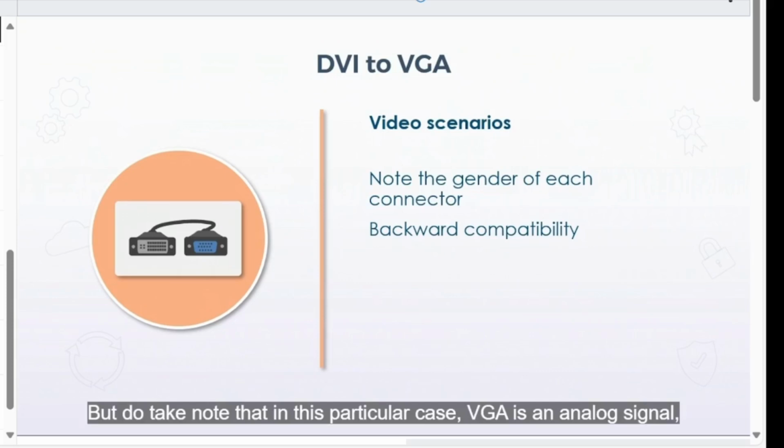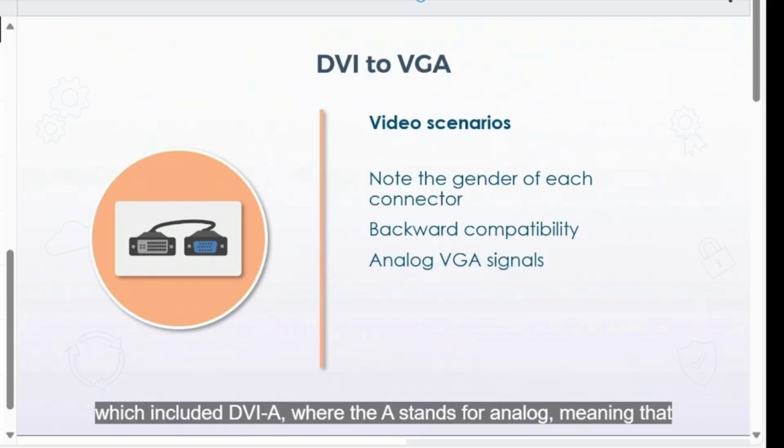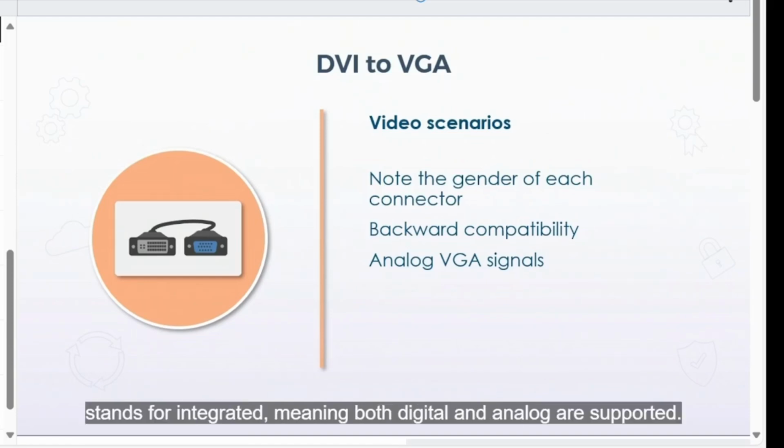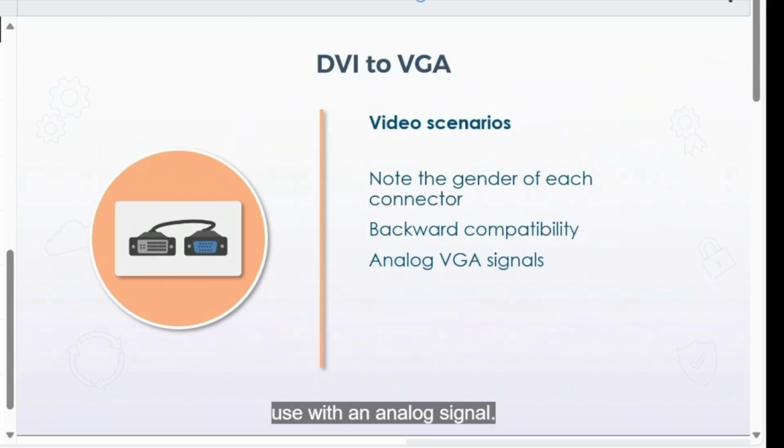But do take note that in this particular case, VGA is an analog signal, meaning that you had to have a DVI interface that was compatible with analog, which included DVI-A, where the A stands for analog, meaning that it is supported, DVI-I, where the I stands for integrated, meaning both digital and analog are supported, but DVI-D is digital only, and it would not be supported for use with an analog signal.